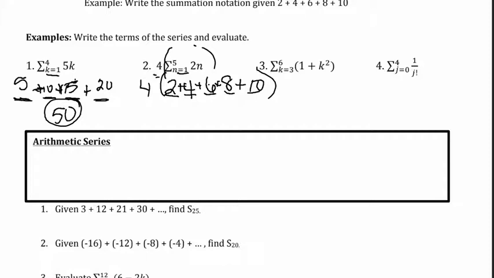6 plus 6 is 12. 12 plus 8 is 20, and then I get 30, and then I have 30 times 4, which is 120.